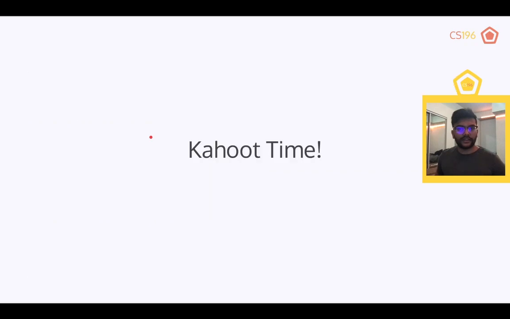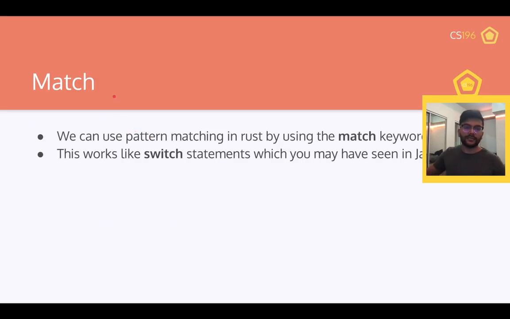All right, moving on to match. Match is a really powerful tool that you use a lot when you're writing Rust code. Essentially, it lets us use pattern matching by using the match keyword. And this works similarly to switch statements, which you may have seen in Java or C++.